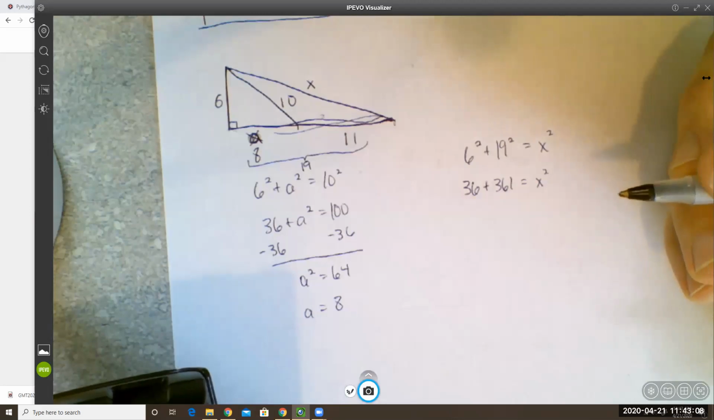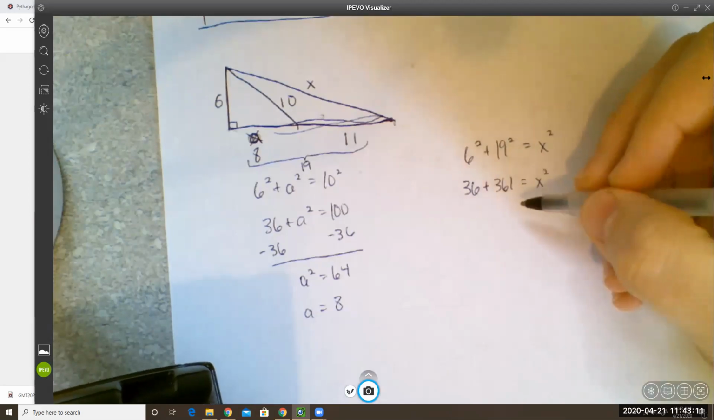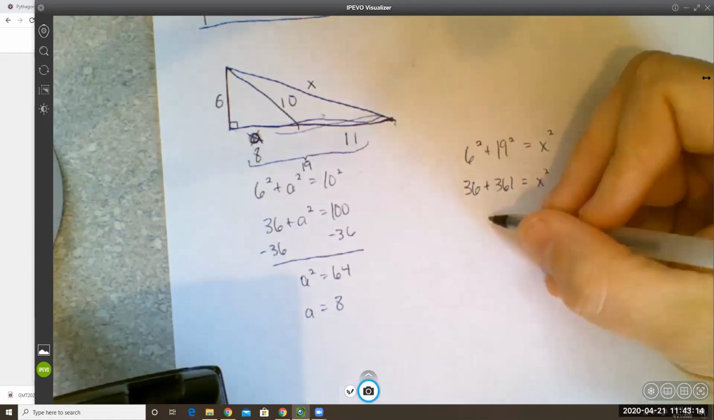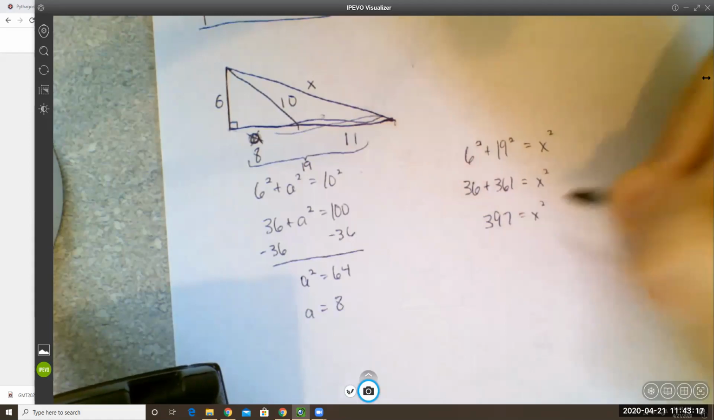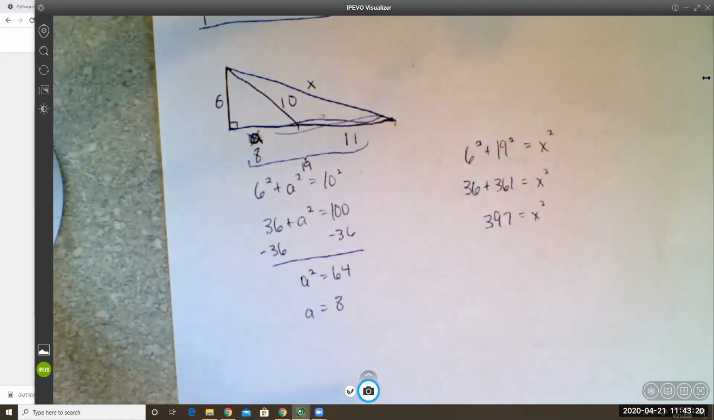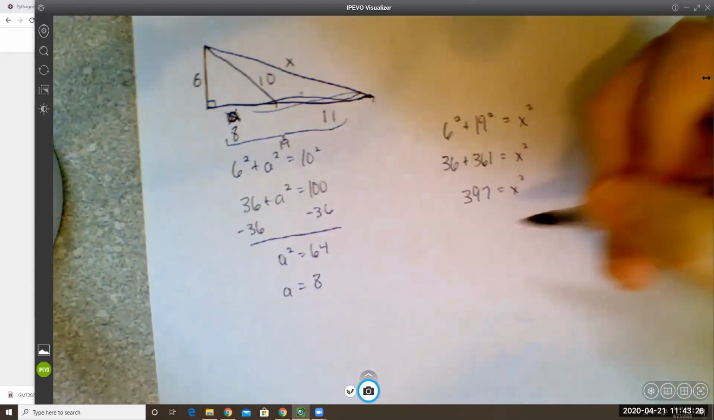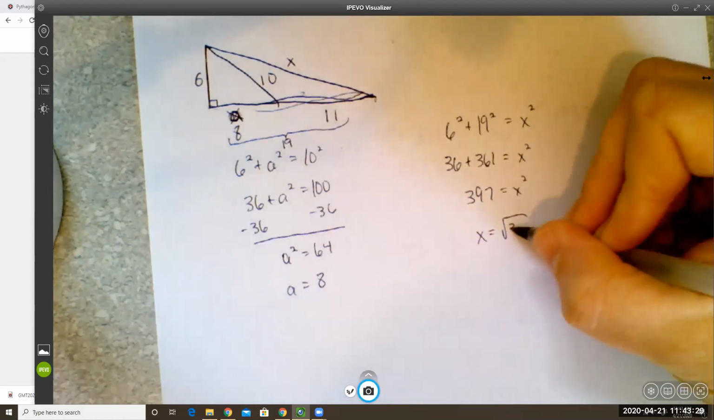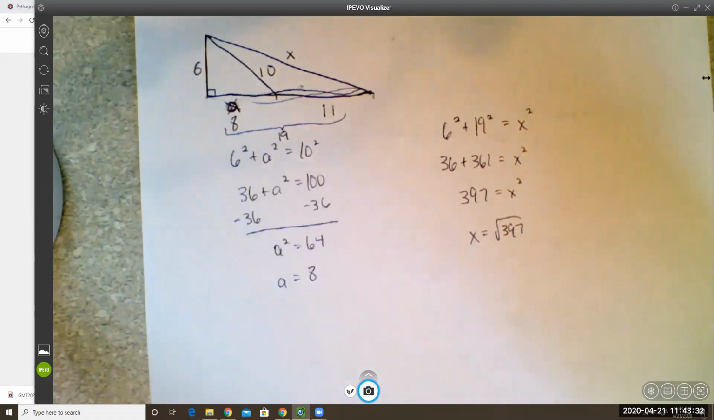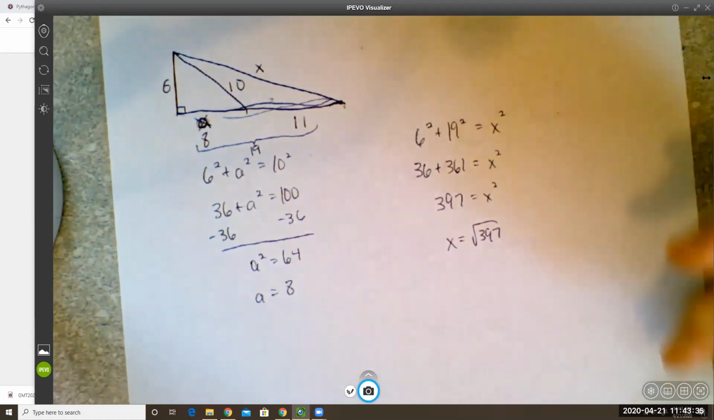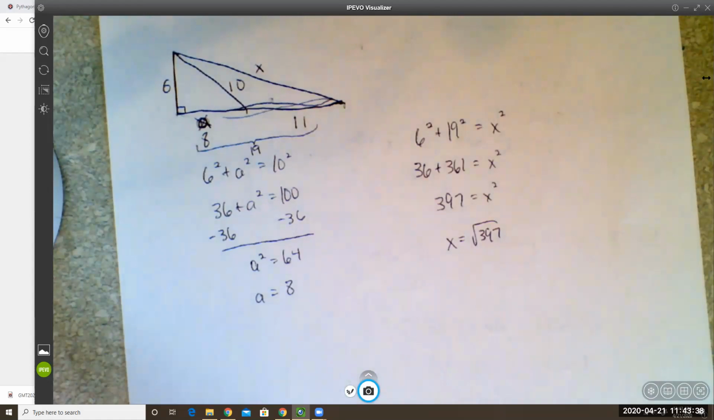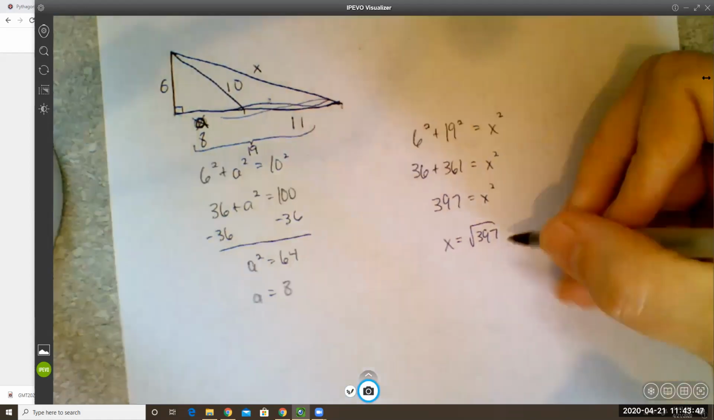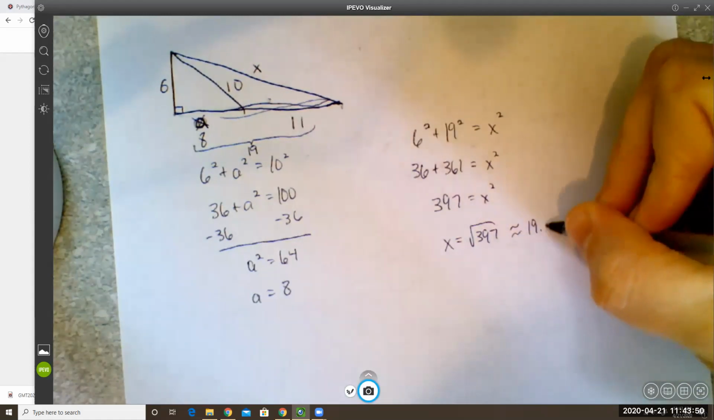So 19 squared is 361. 6 squared is 36. And 36 plus 361 is 397. So x squared is 397. And that's not a perfect square, I don't think. So you're not going to get a pretty answer out of this. Your answer is just going to be x is the square root of 397, whatever that is. But that would be your exact answer. If you wanted to get an approximation, you could change that into a decimal on your calculator. And it's about 19.9. You could give more decimal places than that if you want.